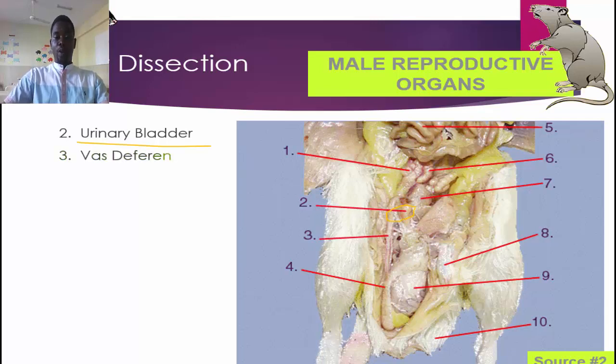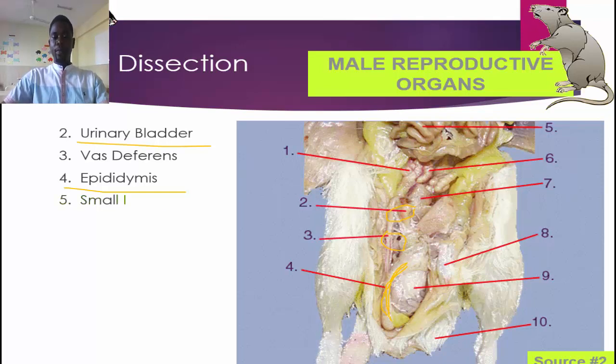And then you have the vas deferens. Where are they? Vas deferens is number 3, right down here. These are the tubes that transport sperm. And we have the epididymis. These are coiled tubes, which are just above the testes, right here. You can see it here. So look for the faint color. So that is the epididymis.